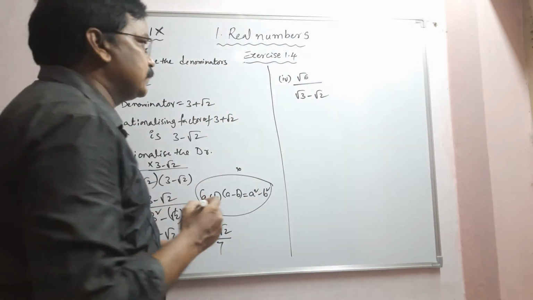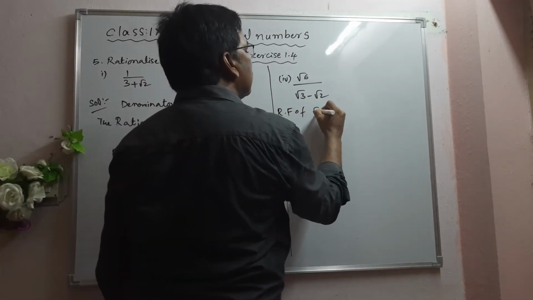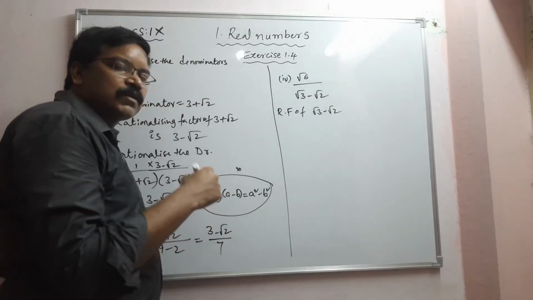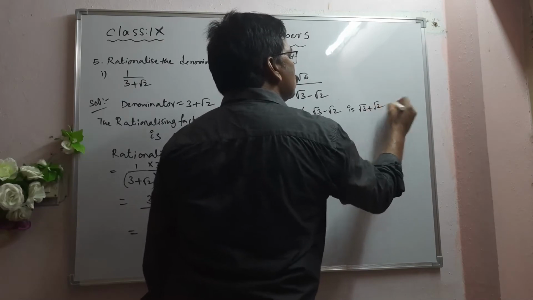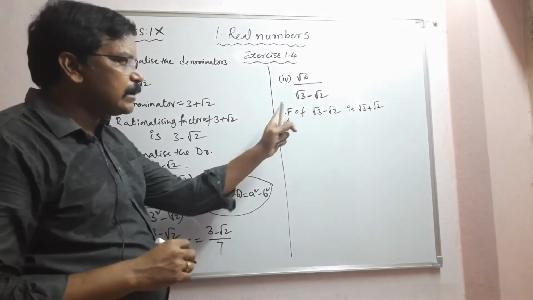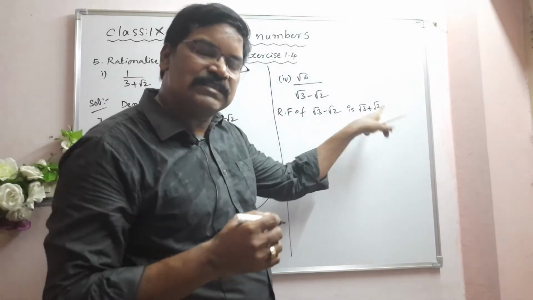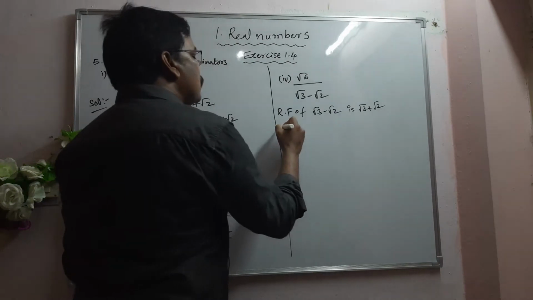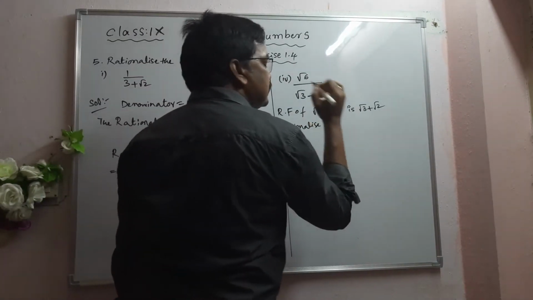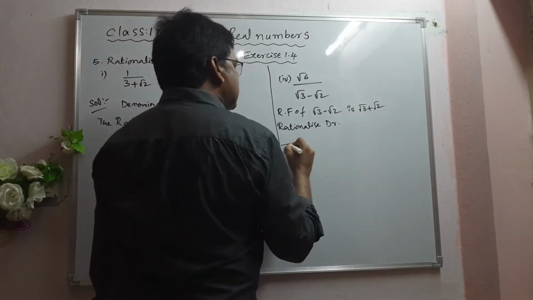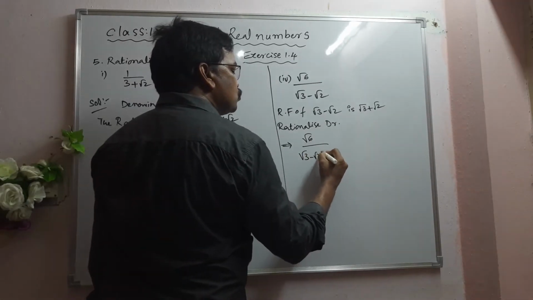Fourth question. Right. Here, children, what is the RF of root 3 minus root 2? The RF of root 3 minus root 2 is root 3 plus root 2. If it is minus, just put plus. That is the RF. Now rationalize the denominator. So root 6 by root 3 minus root 2.